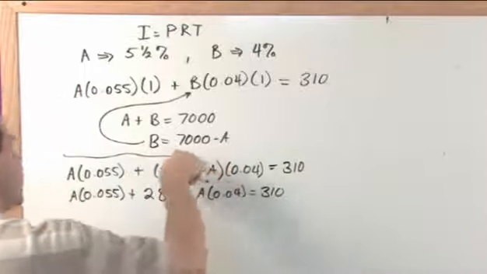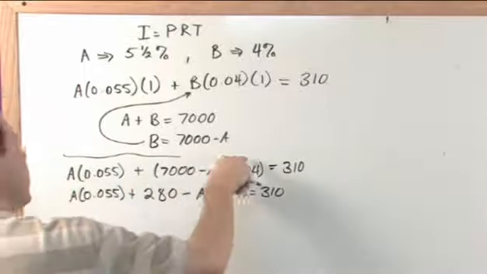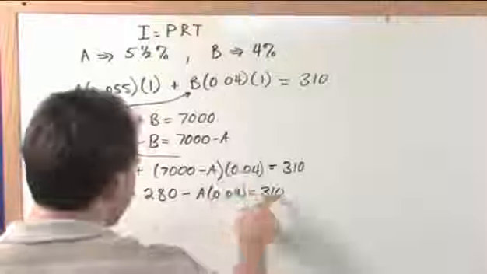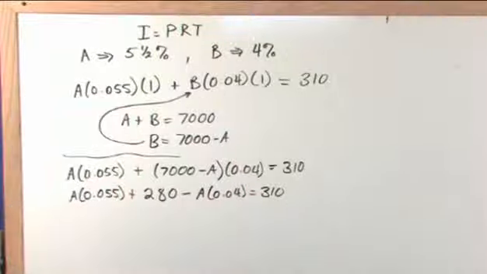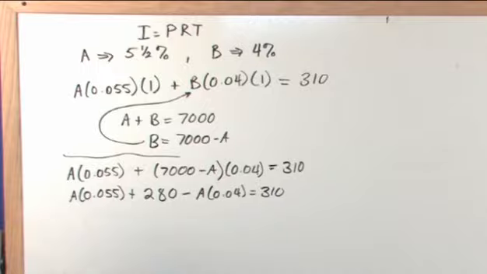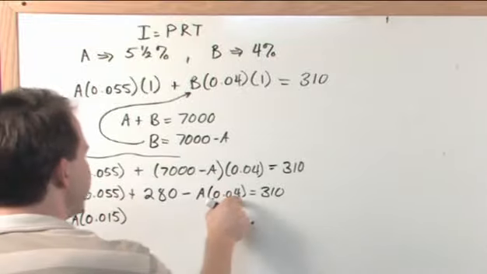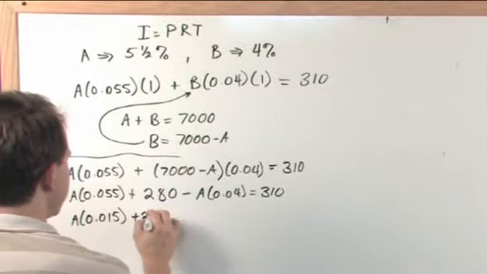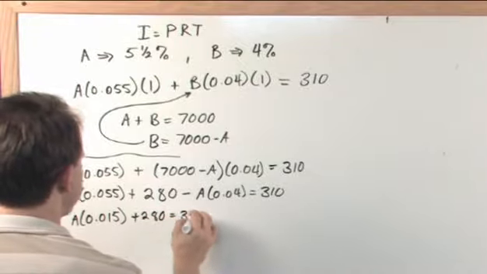This 0.04 times the 7,000 gives me the 280. 0.04 times negative A, I just keep that. I don't really do anything with it. I keep it there. And then you keep the right hand side exactly as it was. So now I can add these two terms together. And I'm going to get A times 0.015, because 0.055 minus 0.04 is going to give me that, plus 280 is equal to 310.